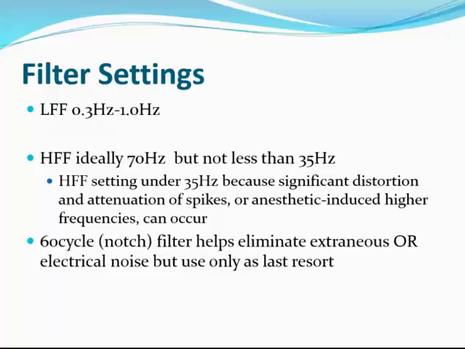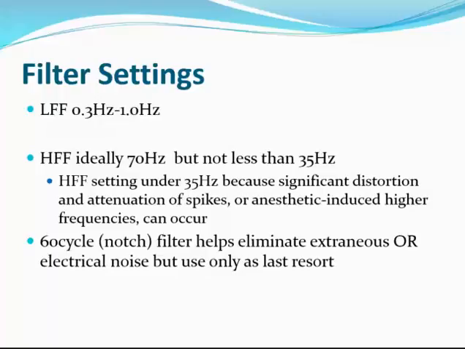So your low frequency filter, you don't want it to exclude your delta, so you set it at anywhere from 0.3 to about 1 hertz. And the high frequency filter, ideally 70 hertz, but not less than 35. Setting it under 35 is a problem, because significant distortion and attenuation of spikes or anesthetic-induced higher frequencies can occur.